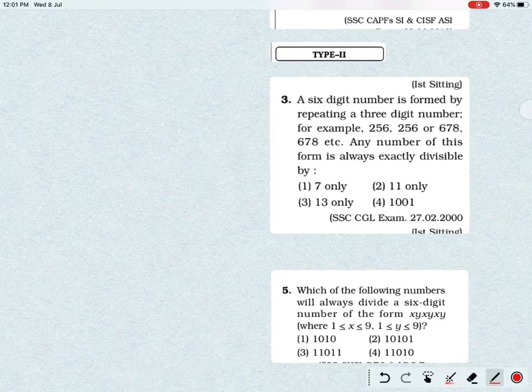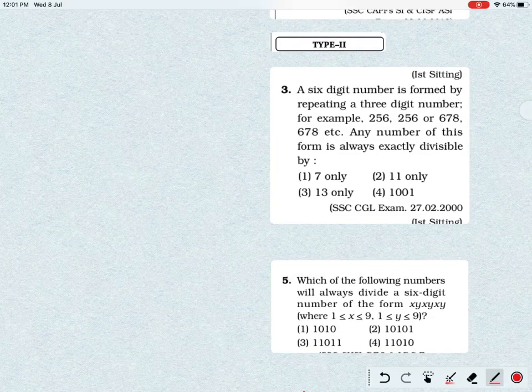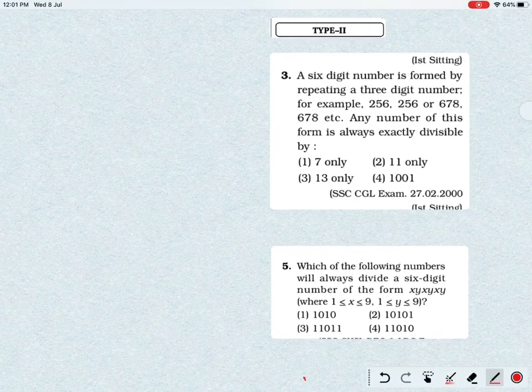Next we are heading towards type 2 questions. So here the first question is a 6-digit number is formed by repeating a 3-digit number, for example 256 256. Any number of this form is always exactly divisible by. So it is saying that it is a 3-digit repetition number xyz and xyz. It becomes a 6-digit number.